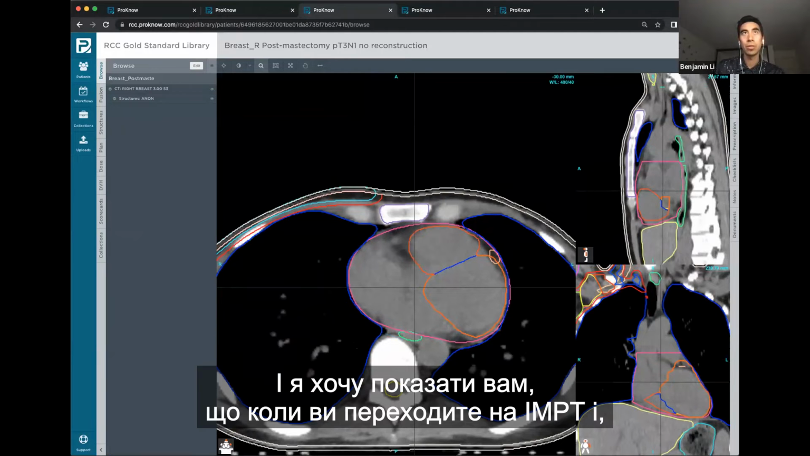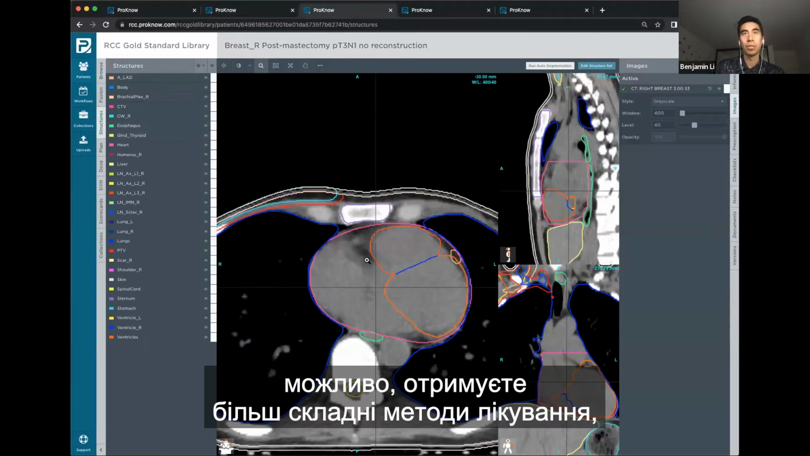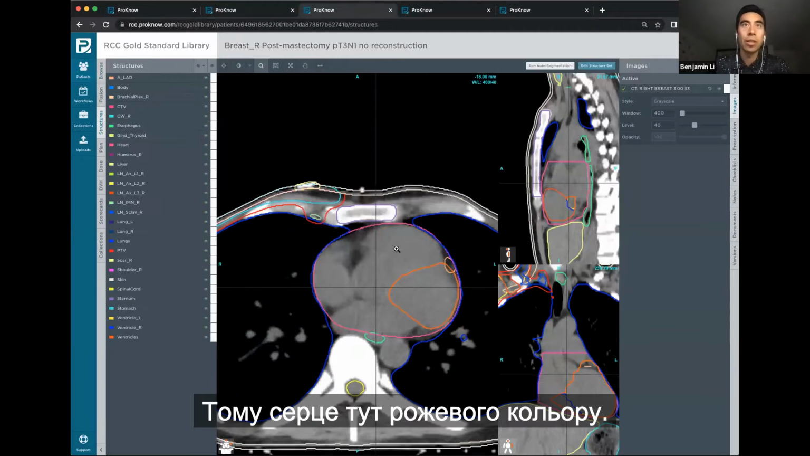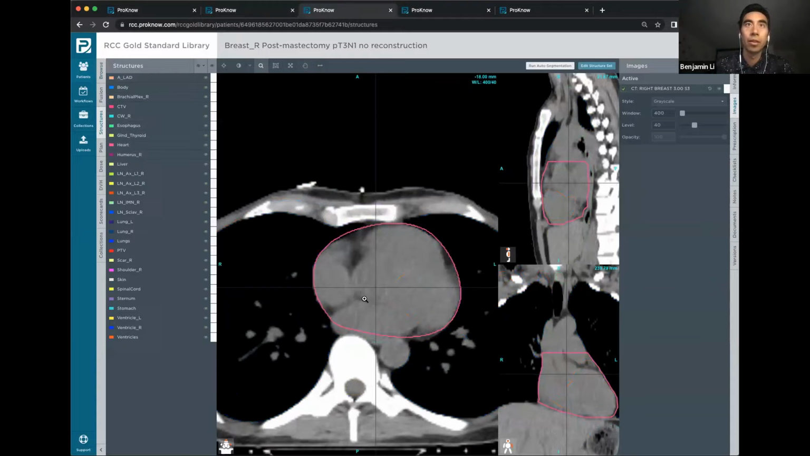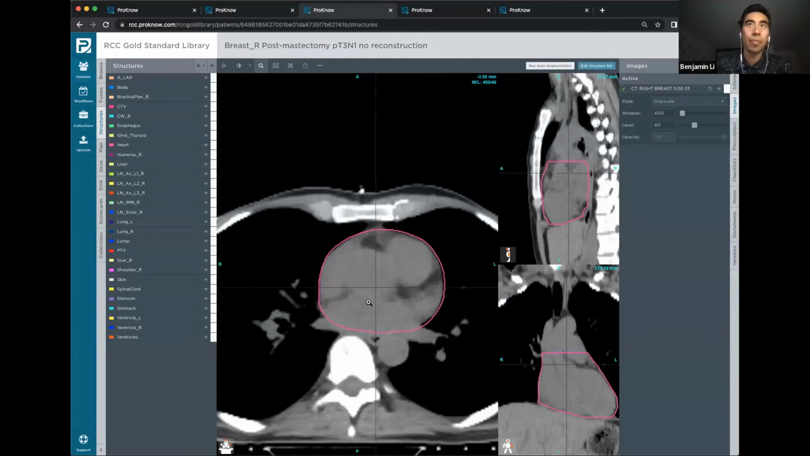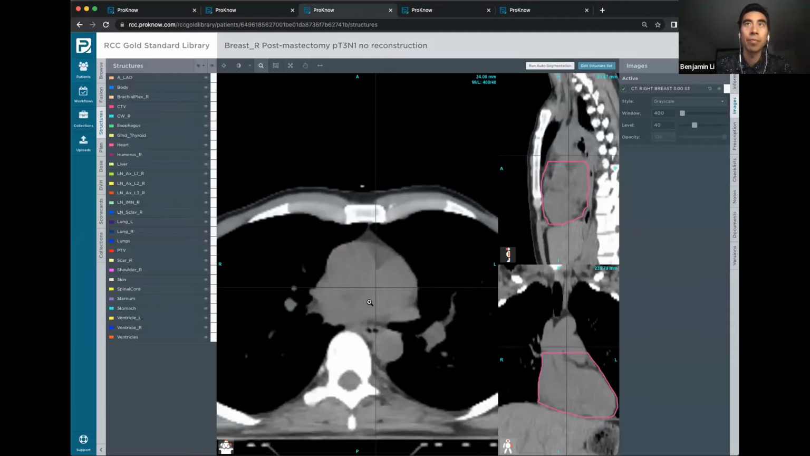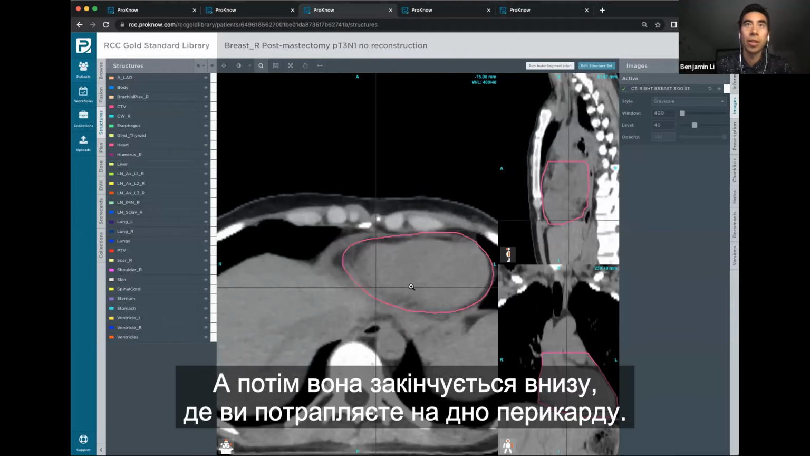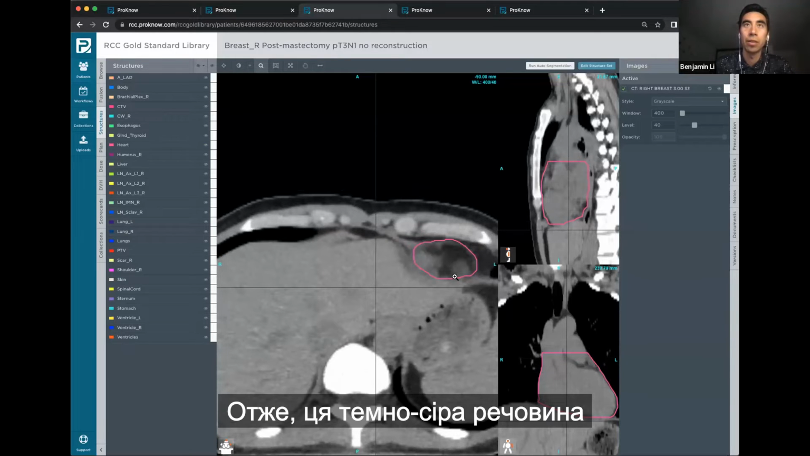I want to show you, as you're getting into IMRT and maybe doing more sophisticated treatments, that the heart has substructures. So the heart is here in pink. The heart has a defined border superiorly. And then it ends at the bottom where you get to the bottom of the pericardium. So this dark gray stuff is still pericardium.